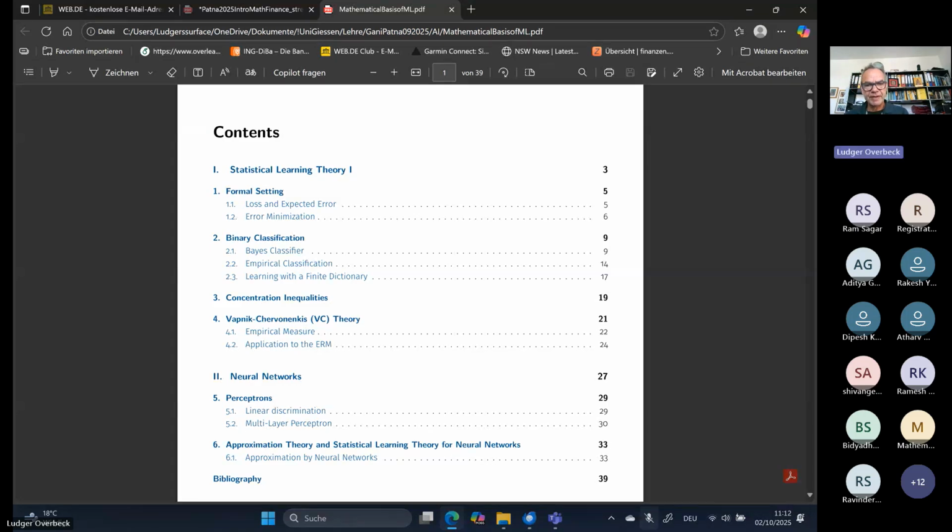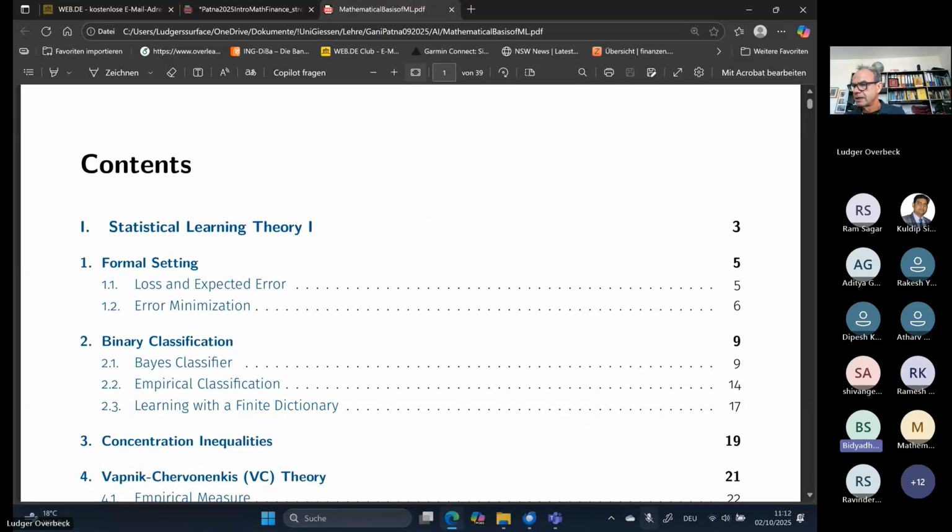Okay, like the mathematical foundation, usually it's called statistical learning theory. So the formal setting, you have, let's say, a classification problem. Sir, can you make it full screen? Larger? Can you make your PDF full screen? Now it's fine, sir. Yeah.